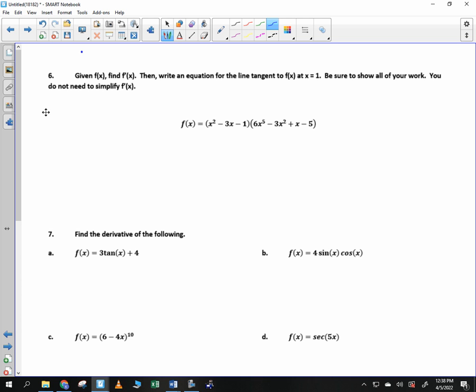Equation for a line tangent, x equals 1. You're going to get a few questions like this on the exam. The way in which they are phrased is slightly different from time to time. We'll help you sort that out, but this is the way I phrased it on the test. Write an equation for a line tangent at x equals 1. What do you do?